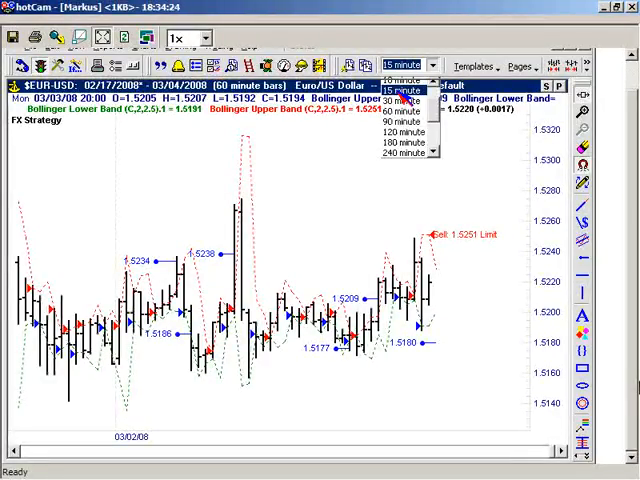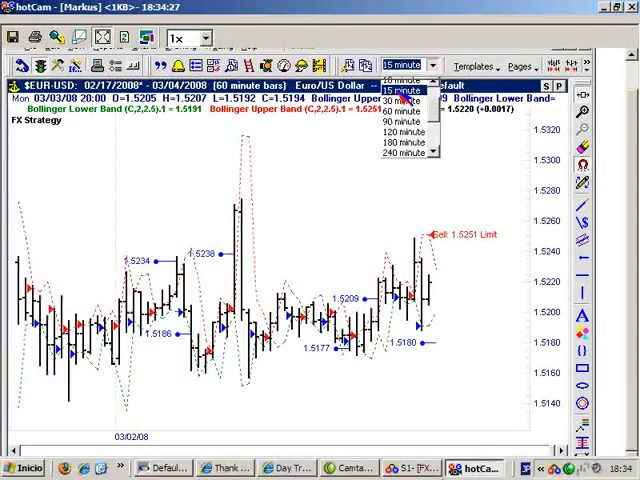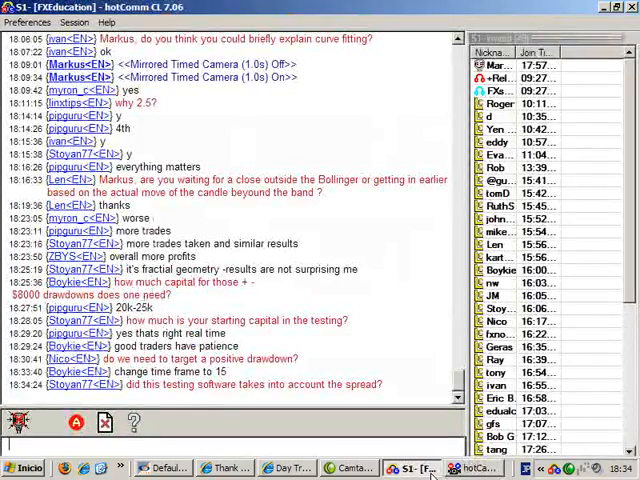And Nico is asking, do we need to target a positive drawdown? No. You cannot have a positive drawdown. A drawdown is always negative. It's basically the difference as your account moves from a peak to a valley.